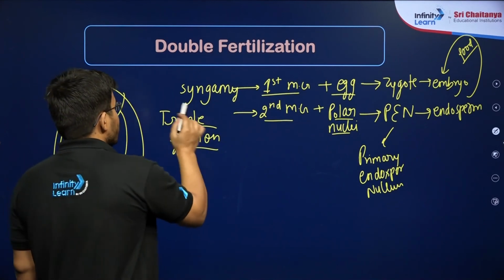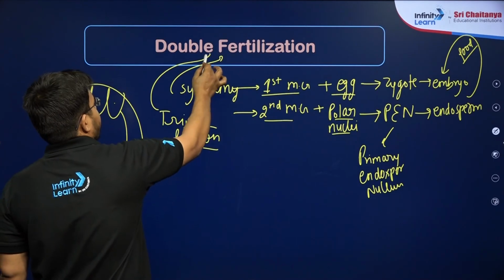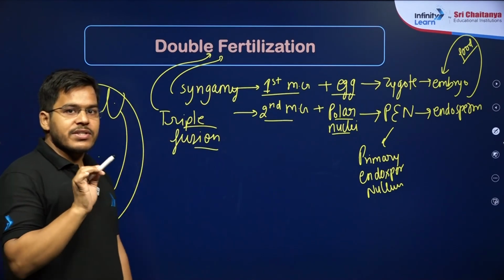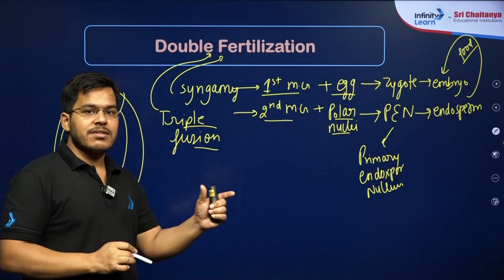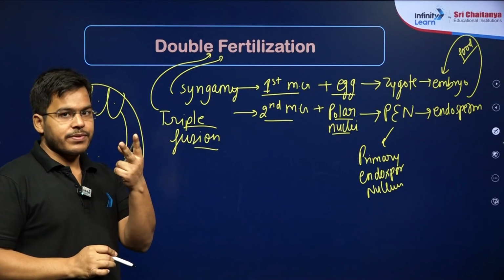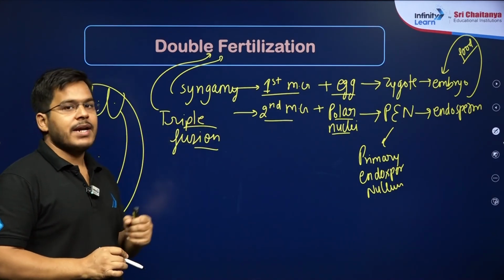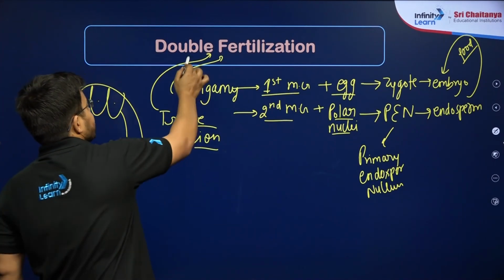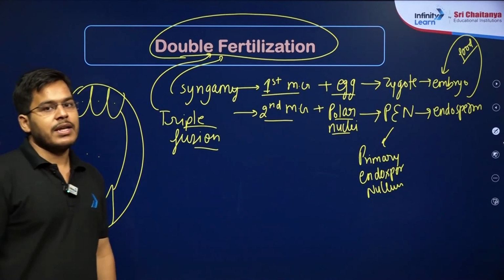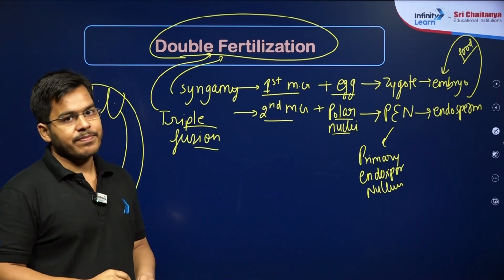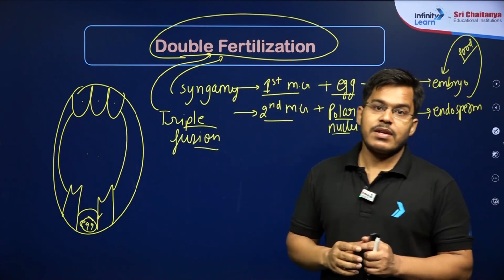And since 2 fertilizations are happening, syngamy and triple fusion, in flowering plants the formation of seeds involves 2 fertilizations, one for the formation of the zygote and second for the formation of the primary endosperm nucleus. That's why this whole process of seed formation in plants is known as double fertilization, because 2 fertilizations happen. I hope this double fertilization concept is very clear to you.